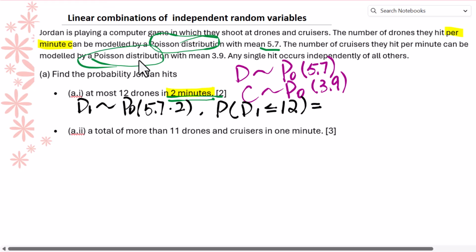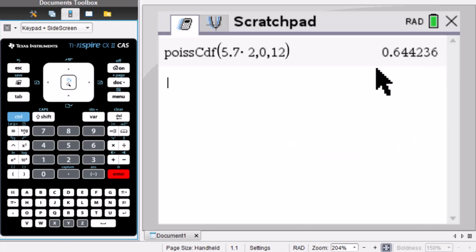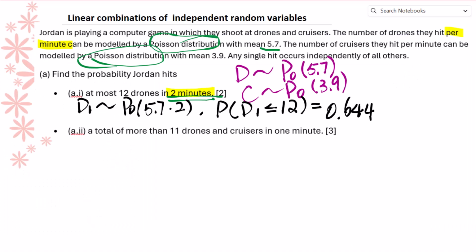Go to Poisson CDF. Lambda is 5.7 times 2. Lower bound is 0. Upper bound is 12. Enter, enter. Answer is 0.644.